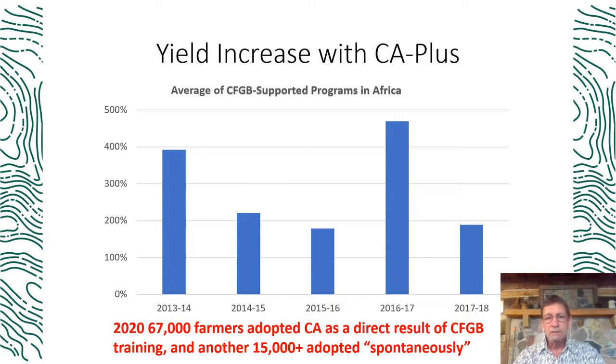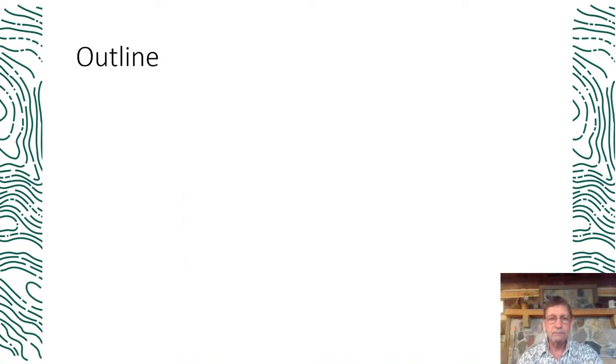As a result, in our programming, we've seen widespread adoption of CA+. In 2020, we estimate around 67,000 farmers were trained as a direct result of our training and our programming, but another 15,000, and that's probably an underestimate because it's difficult to measure the number of farmers who adopt spontaneously based on the example that they see from other farmers around them.